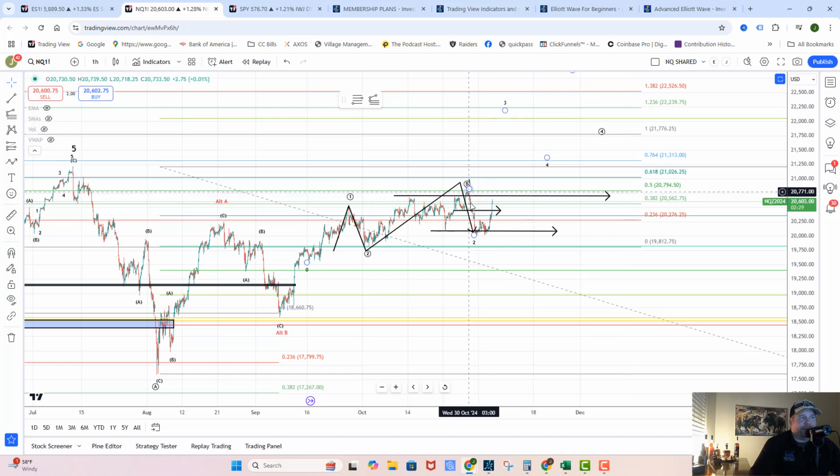For the bears, they do have a potential B wave end, and then a 1 of C down, a 2 of C up. They need to hold under this B wave high and break this low down here at around 20,000 to get the ball rolling downhill.